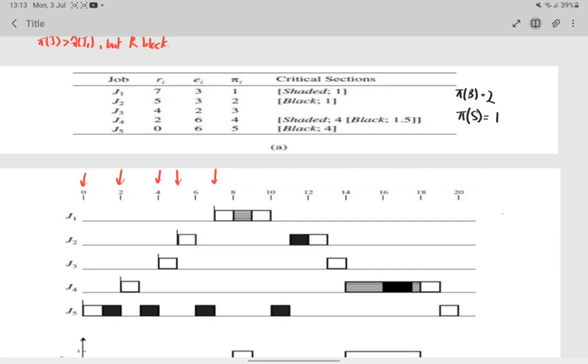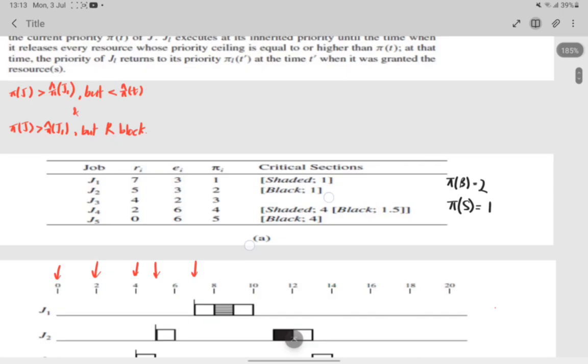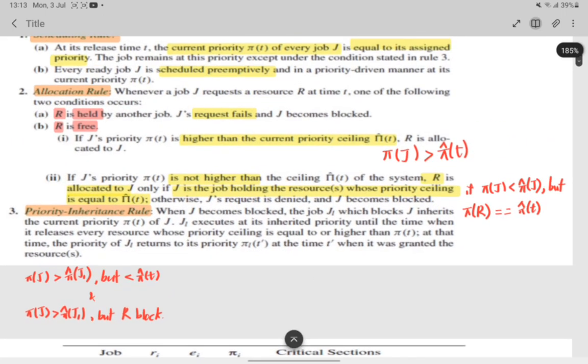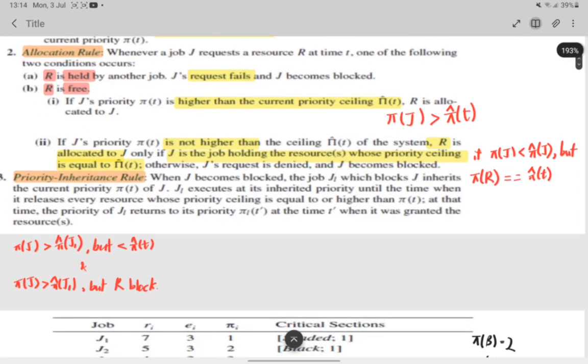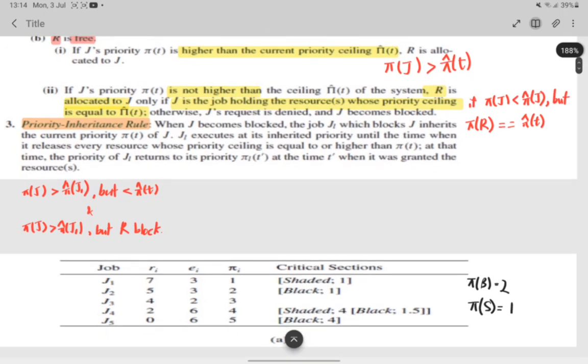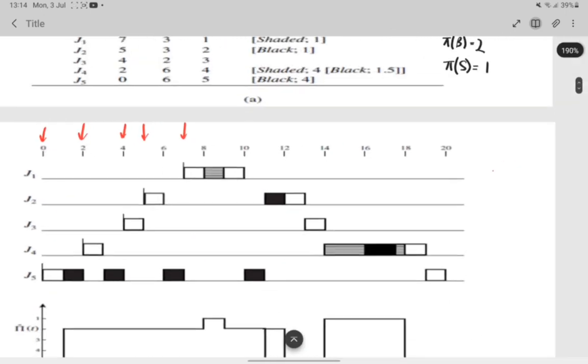So job 4 will get executed. But in the second interval of job 4, it wants to access the resource. Here we can see job 5 is currently using the resource, and according to the rules, if the resource is held by another job, the request fails and the job is blocked. And when it is blocked, the priority inheritance rule applies, as job 5 is currently executing with the black resource.